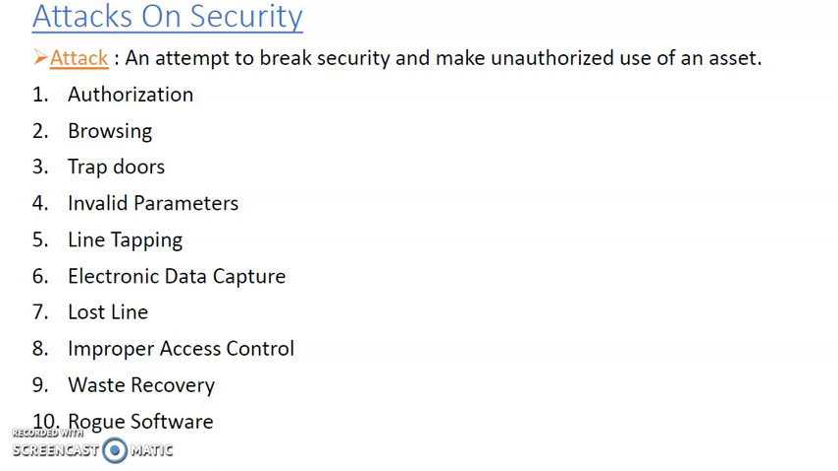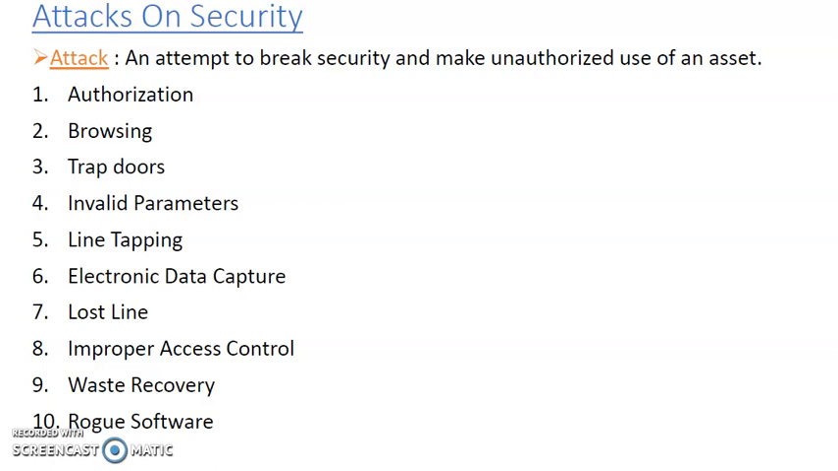Then the next one is browsing. So files are very permissive, so anyone can easily browse the system files, right? Due to that, it may access the database, and confidential information or data can be read by an unauthorized user.